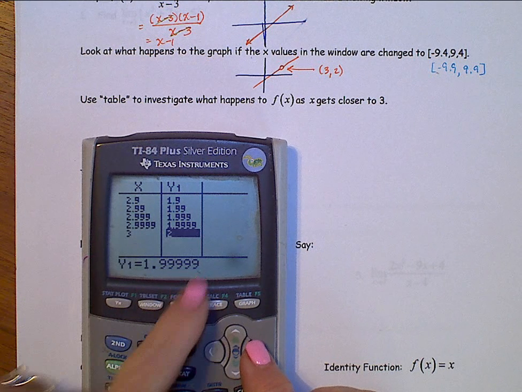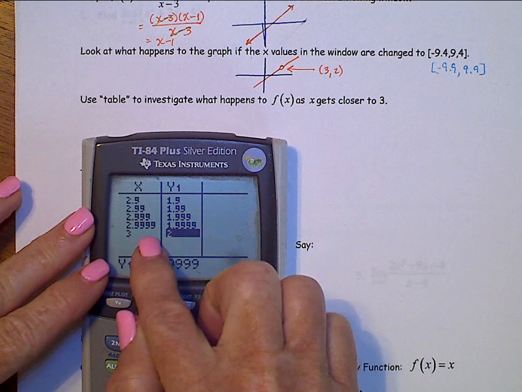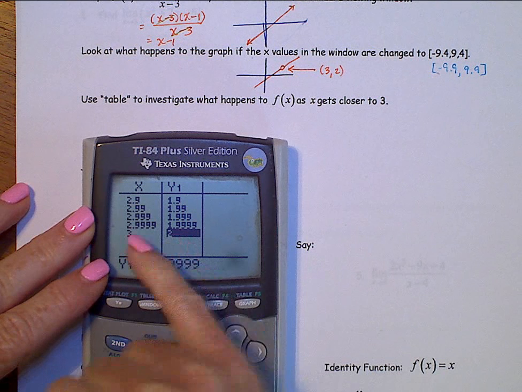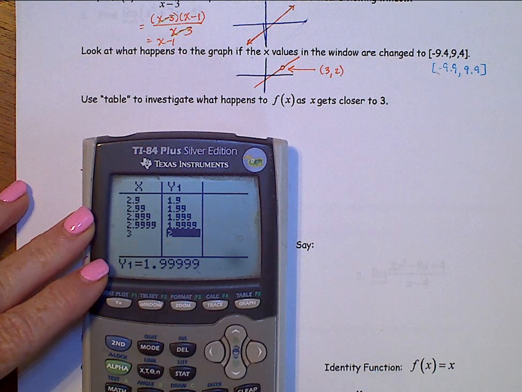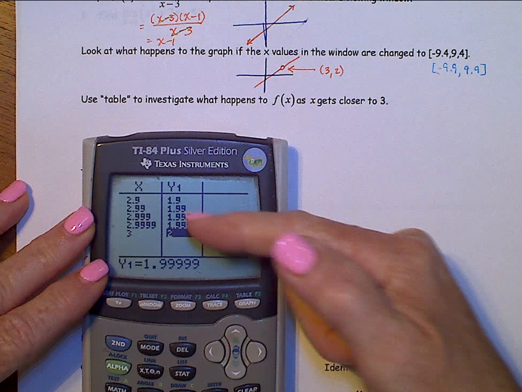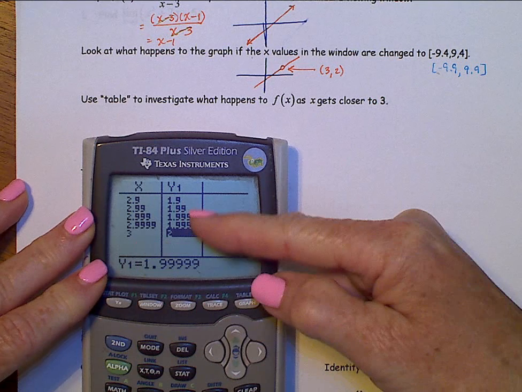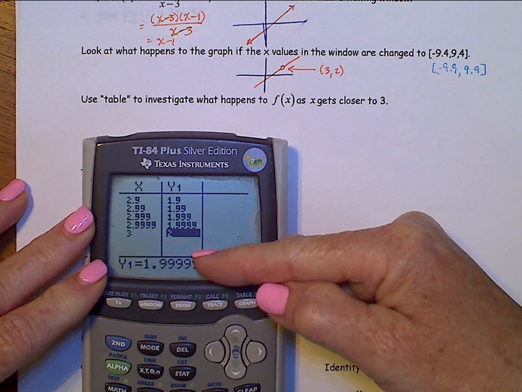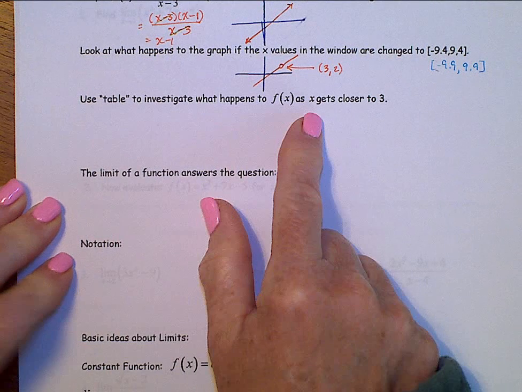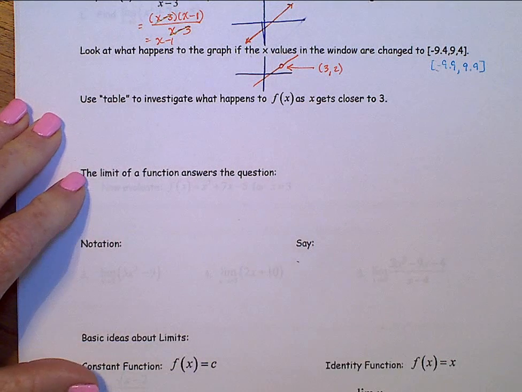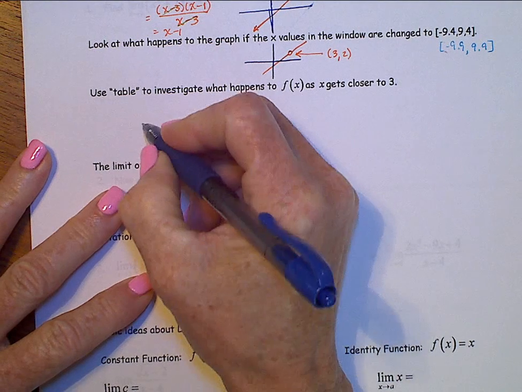The reason that showed up is there's not enough space for the calculator to write all those nines. So it does round it off in the table, but when you arrow on top of that actual value, you do see the actual numeric value. Now, hopefully you can see as x is getting closer to 3, your y values are getting closer to 2. So investigate what happens to f of x as x gets closer to 3. As x gets closer to 3, the y values get close to 2.